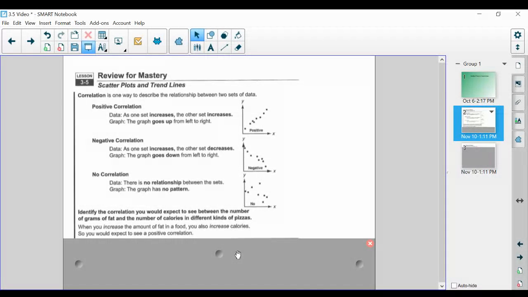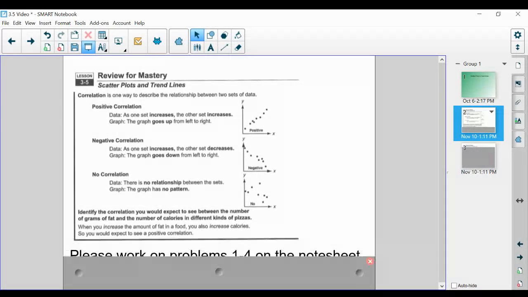As we increase the amount of fat, we increase the amount of calories. So we call that a positive correlation. Awesome. With that in mind, please work on problems 1 through 4 on the guide note sheet and resume when you are ready to move on.